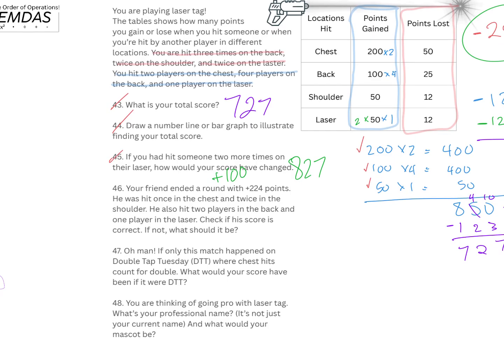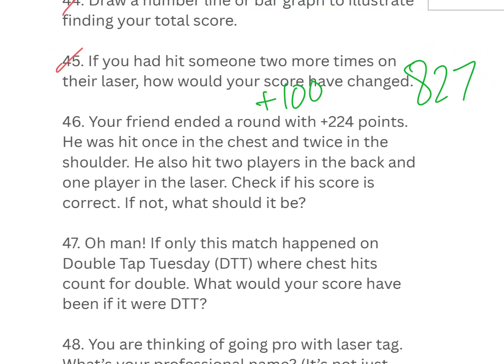Your friend ended a round with positive 224 points. Now let's take some notes here. He was hit once in the chest, twice in the shoulder, okay? And then he hit players. He hit 2 players in the back, and he hit 1 in the laser. So he ended with 224. Check if his score is correct. If not, what should it be?